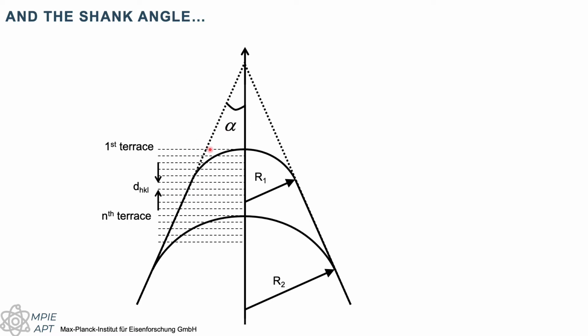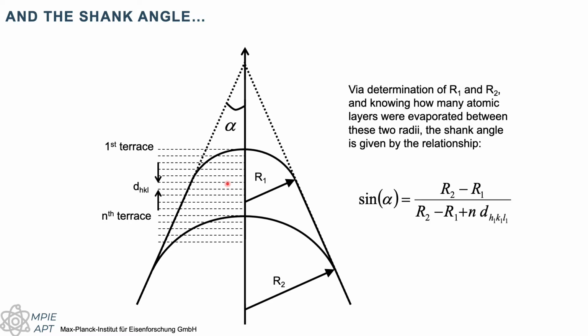The shank angle can also be determined if we start field evaporating in field ion microscopy, because we know how many layers we've gone down in depth. So we know the depth, we know the increase in radius, so in principle the shank angle can be determined fairly accurately. This is the formula that you can use based on the number of planes that you've field evaporated, final radius, initial radius. Again, this is all fairly straightforward.